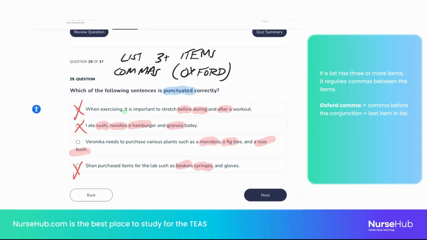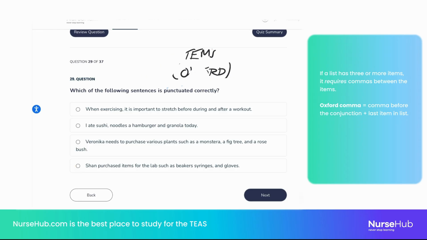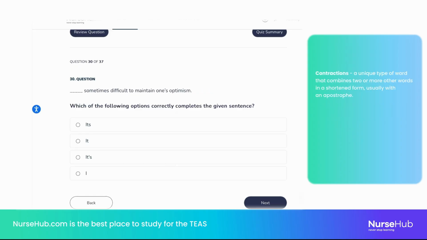So that leaves us with our option of a monstera, a fig tree, with the Oxford comma there, and a rosebush, all with commas separating them. So that is our correct answer. We are crushing it. Again, that's another list of 3. So it's important to find out what these sentences are doing differently, especially when they're not in a paragraph like that or when they're not the same sentence, because those can get a little tricky.